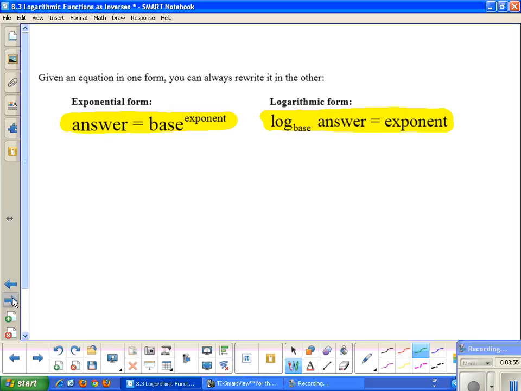So this is just written in words so that you can see exactly what you're doing. So for exponential form, you have a base and an exponent and your answer. To write it in logarithmic form, it goes log of the base of the answer is equal to the exponent. And remember, this number right here, the base, has to be greater than 0. You can't use 0 and you can't use negative numbers there.